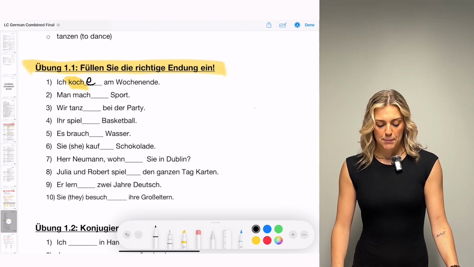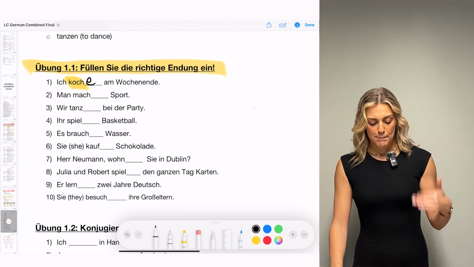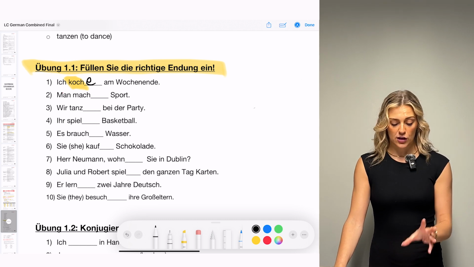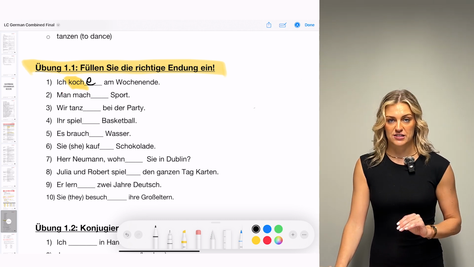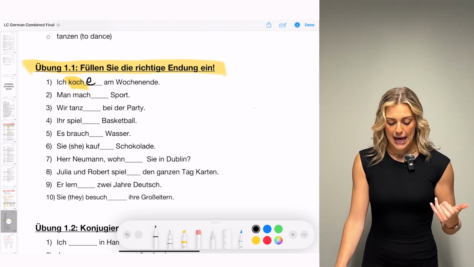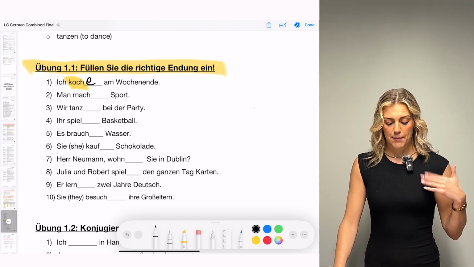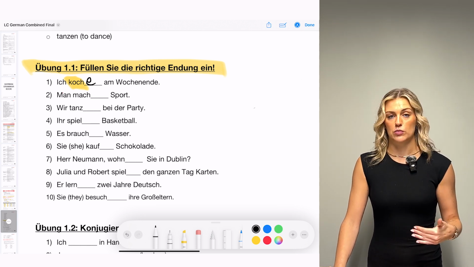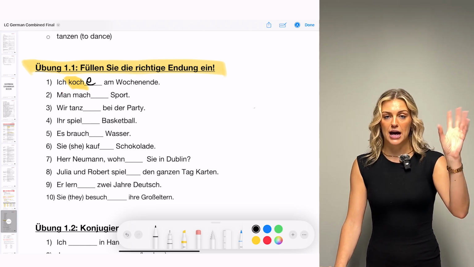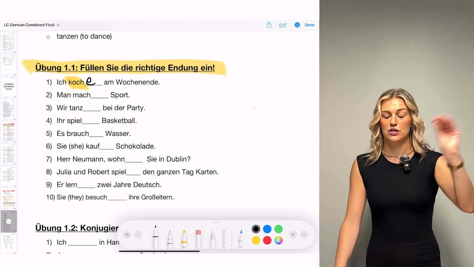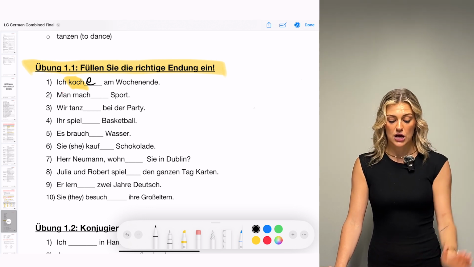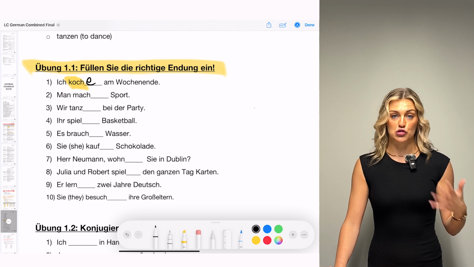Next one then, man macht Sport. Machen is the verb to make or do. Again, I've taken off the en already. I'm left with my stem, so I just have to add on my ending. One plays or does sport. Okay, so in German we say man macht Sport, we use machen with Sport. Okay, machen or treiben, to make or do with sport. All right, so one plays or does sport.